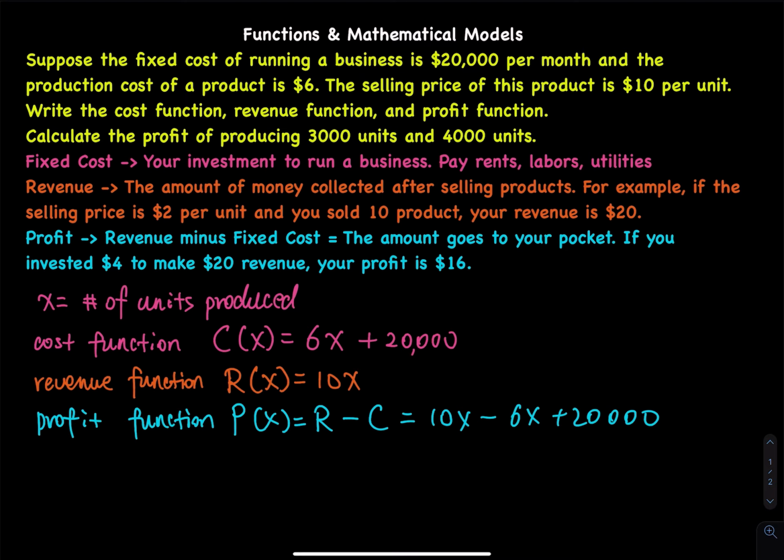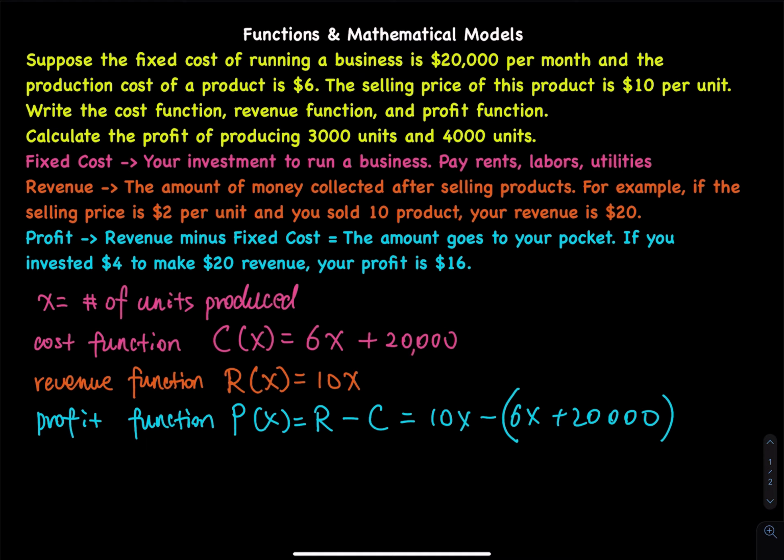Okay, let me ask you a question. Am I done? Is this completed? The answer is no. You subtract the entire cost function and you use a minus, so you have to use parentheses. If you do not use parentheses, you are going to miss one step, and that step changes the whole game. Using this minus, you have to distribute the minus to the 6x and the 20,000, right?